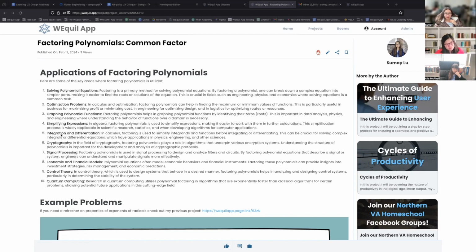And so polynomials can be used to create much more complex and robust cryptography functions, encryption functions, unlike the ones I was doing when I was like 8 learning Python. But anyways, then signal processing, economic and financial models, control theory, and lastly, quantum computing.